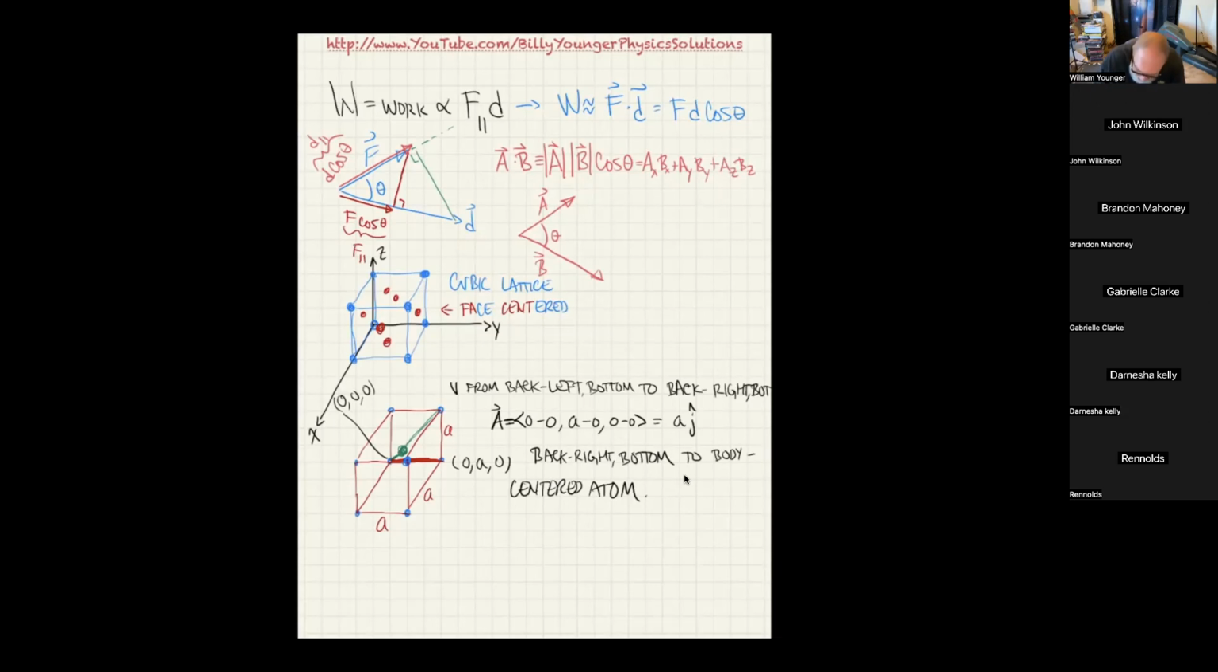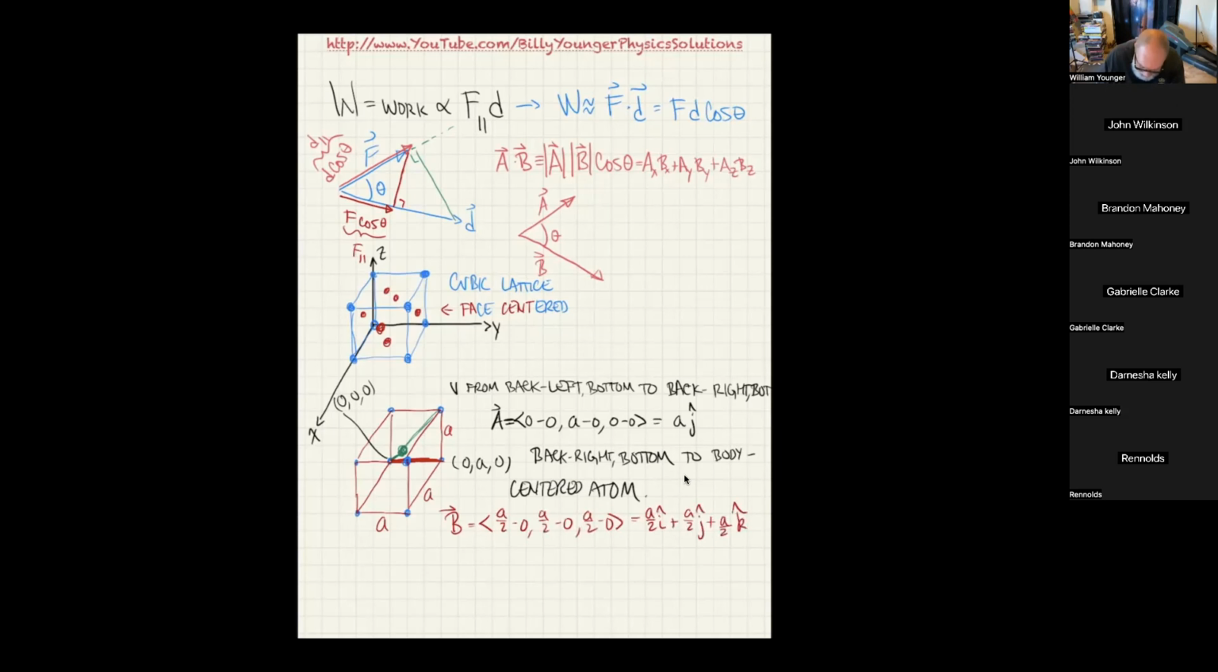and I'm going to do it in red. This vector B is going to be, now the center atom will have x equal a over 2, y equals a over 2, and z equals a over 2. So it's going to be a over 2 minus 0, a over 2 minus 0, and a over 2 minus 0, which gives me a over 2 i hat plus a over 2 j hat plus a over 2 k hat.